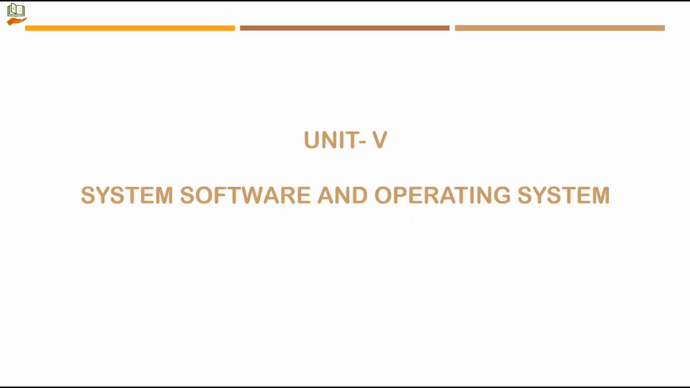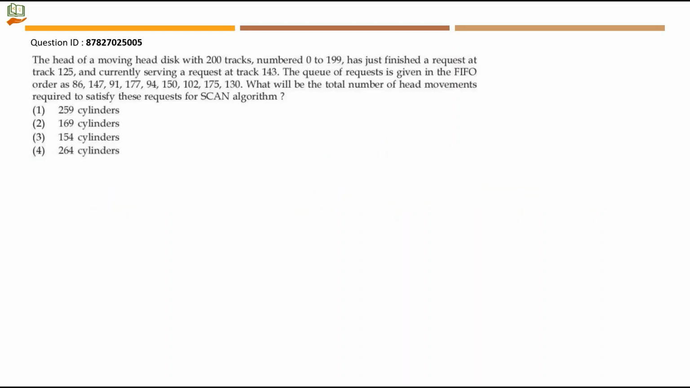Let's solve Unit 5 System Software and Operating System questions. The head of a moving head disk with 200 tracks numbered 0 to 199 has just finished a request at track 125 and is currently serving a request at track 143. The queue of requests is given in FIFO order as 86, 147, 91, 177, 94, 150, 102, 175 and 130. What will be the total number of head movements required to satisfy these requests for the SCAN algorithm?